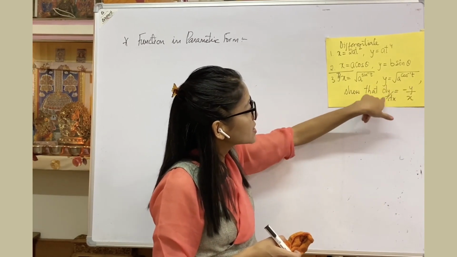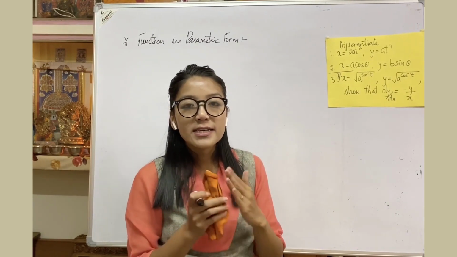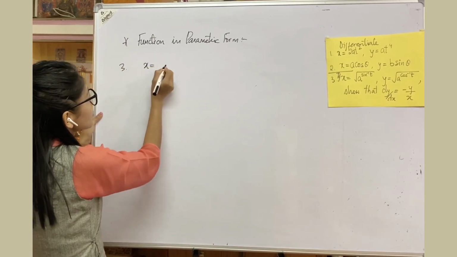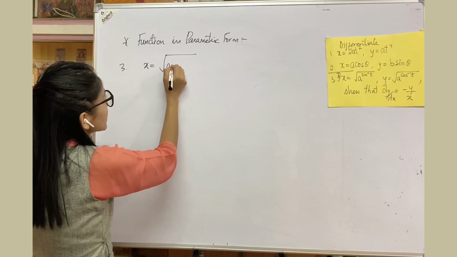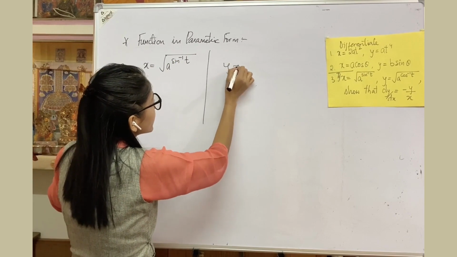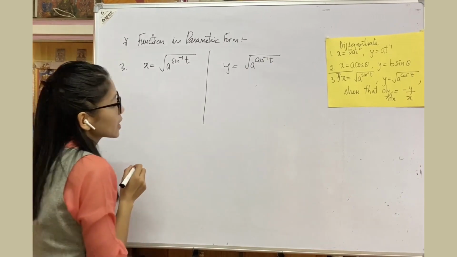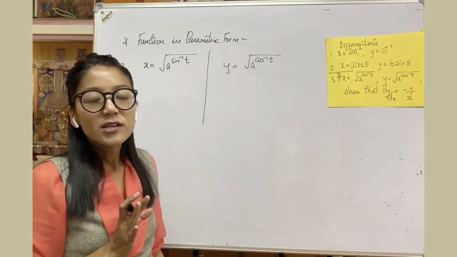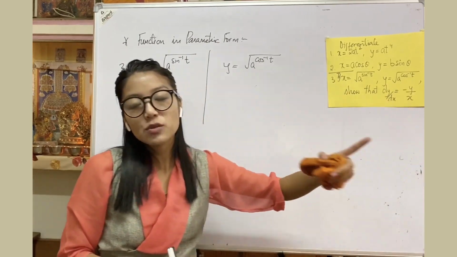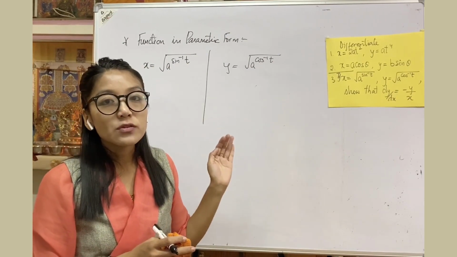This you will do later. First, you will find out dy by dx. For that, you will separately differentiate x and y with respect to t. So for the third one, we have x is equal to square root of a raised to sine inverse of t, and y is equal to square root of a raised to cos inverse of t. First find dy by dx, and then check at the end whether dy by dx is equal to negative y upon x or not.